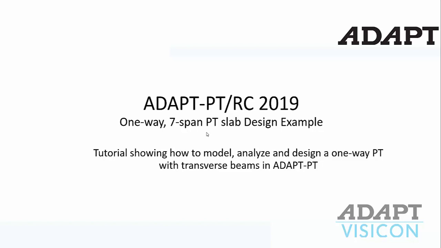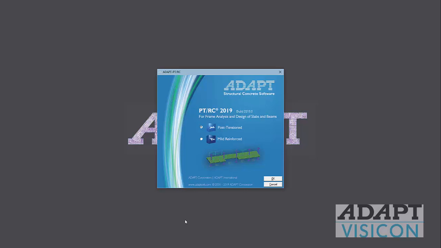This video tutorial will show an example of a one-way 7-span post-tension slab design using ADAPT PTRC 2019. This might be representative of a parking garage slab, for example, where the supports or transverse beams or girders carrying the one-way slab. So we're going to go ahead and open PTRC 2019.